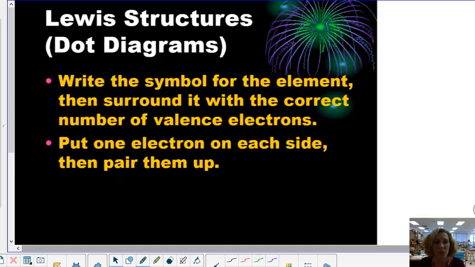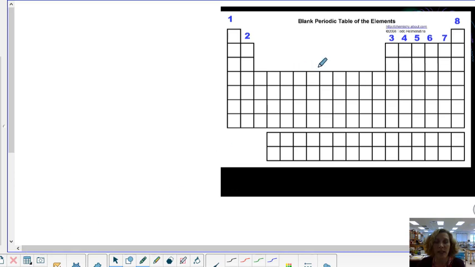So the rules that you need to remember to write the Lewis structures, or dot diagrams as they're called. Now this is for a single element. You're going to write the symbol for the element and then surround it with the correct number of valence electrons. And what you do is put 1 electron on each side, and then you pair them up. So I just have this on the side to help us remember our pattern.